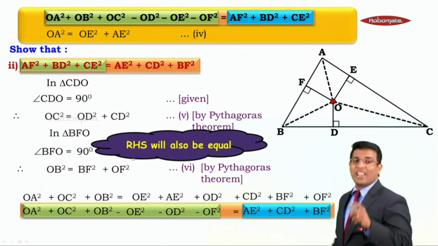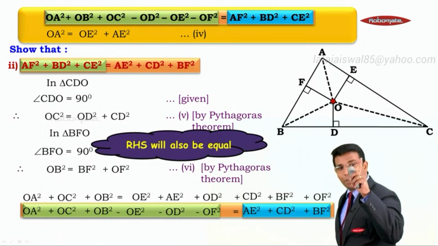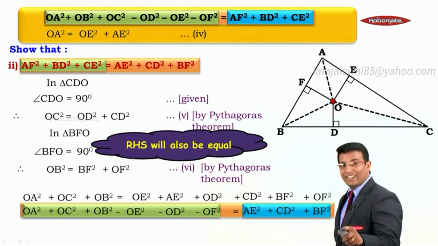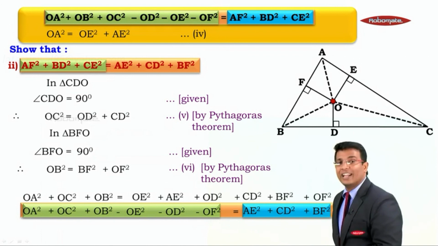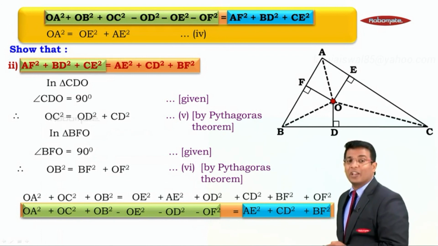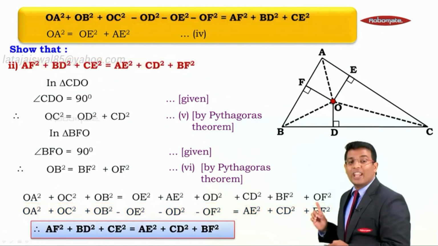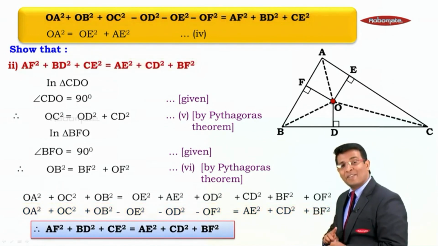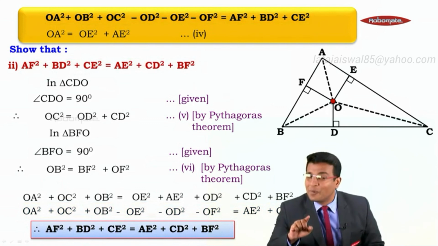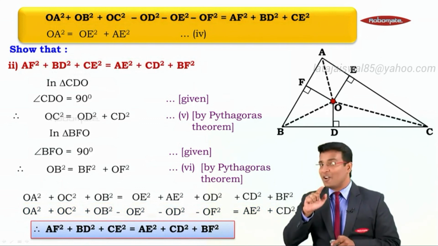That means now we can say that the right hand side of that top statement and the statement which we have here have to be equal. That means we will get AF square plus BD square plus CE square, that particular right hand side, is equal to AE square plus CD square plus BF square, and we get the proof. Isn't that interesting? Or very important.